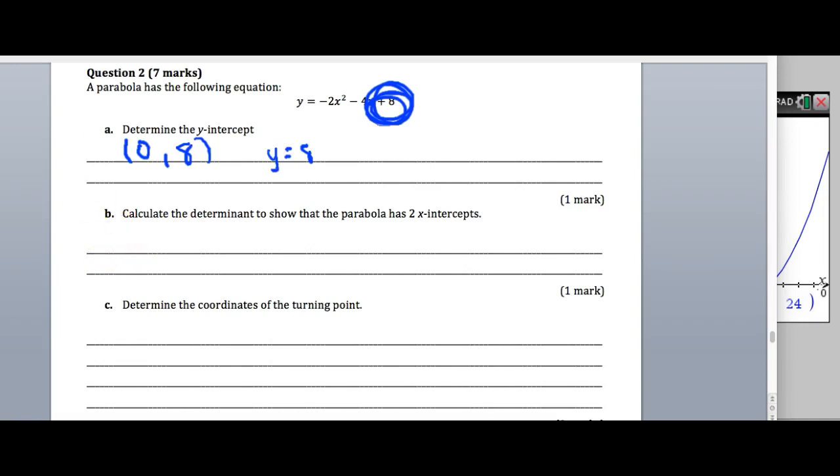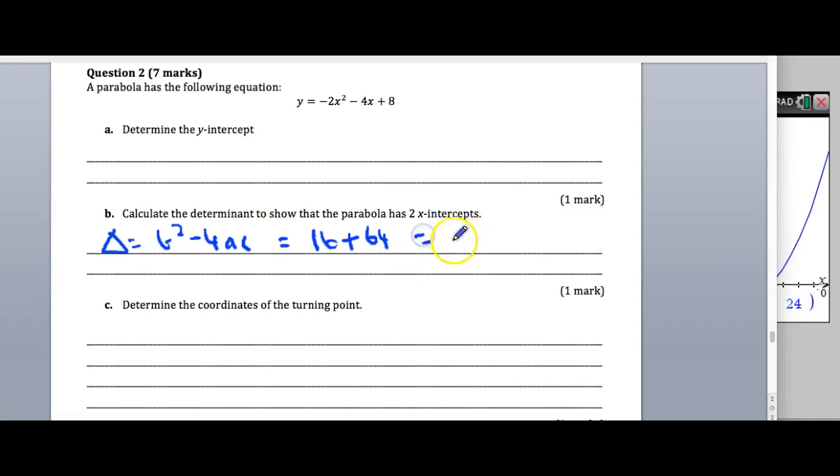So I should get rid of all that red stuff, blue stuff. The discriminant is equal to b squared minus 4ac. The value of b is -4, so -4 squared is 16. 4 times -2 is -8. 8 times 8 is 64, but we've got 2 negatives, so that makes it a positive. That gives us 80. So we probably should say the discriminant is greater than 0, therefore 2 x-intercepts.